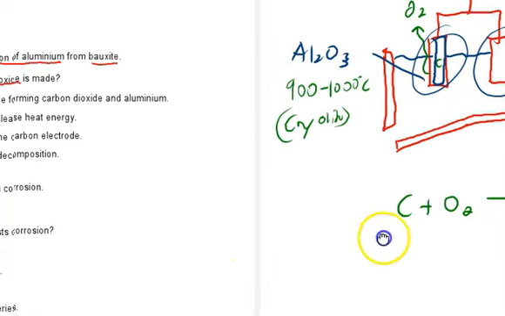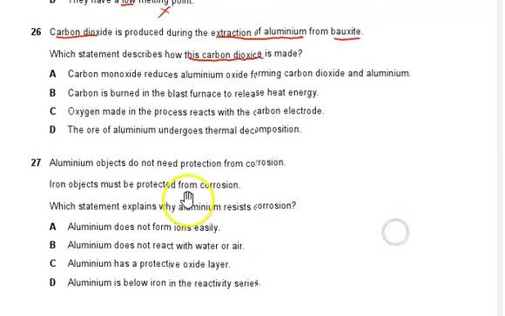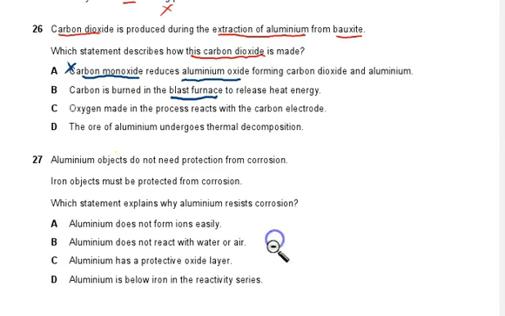Now let us look at the question here. Which one do you think is the best answer? Carbon monoxide reduces aluminium oxide. No, this one doesn't make sense. Carbon is burned in the blast furnace to release heat energy. Not really. Now look at C. Oxygen made in the process reacts with the carbon electrode. Yes, this is the correct one, as I explained to you just now.